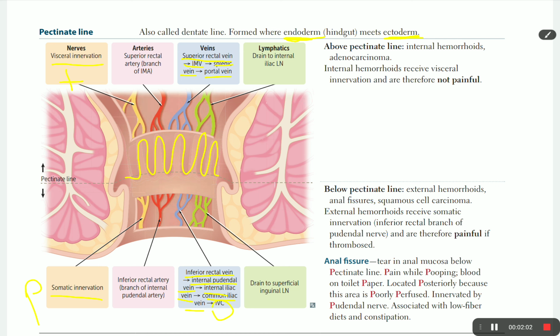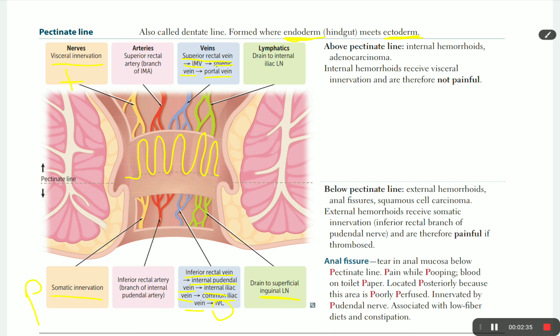So the lymphatic drainage also differs. From above the pectinate line it drains to the internal iliac lymph nodes, and the area below the pectinate line drains to the superficial inguinal lymph nodes. So the area above the pectinate line drains to the internal iliac lymph node. The area below the pectinate line drains to the superficial inguinal lymph node.